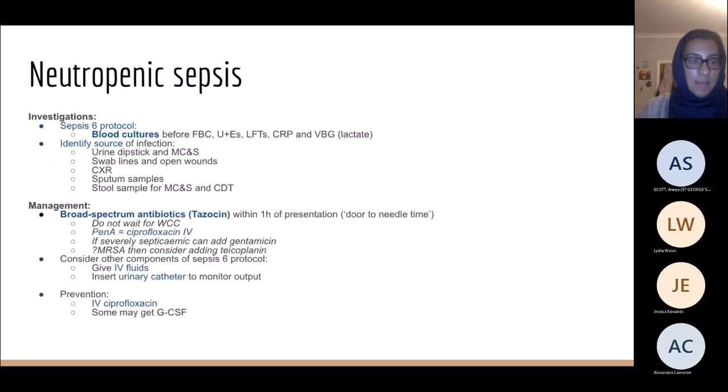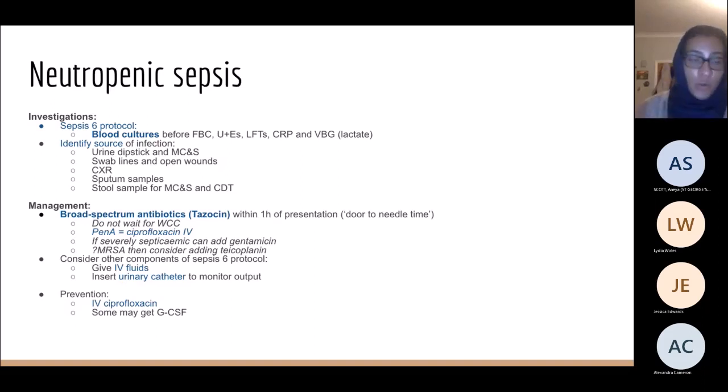Now, with neutropenic sepsis, like with any form of sepsis, you want to undertake your sepsis 6 protocol. So taking your blood cultures, taking your bloods, taking a VBG, particularly looking at lactate, because lactate is, as I mentioned, a marker of ischemia, and it's also very useful in the setting of sepsis as well. You might want to do a urine culture as well, sputum samples if they're producing sputum, stool samples, just to see where the infection could be coming from.